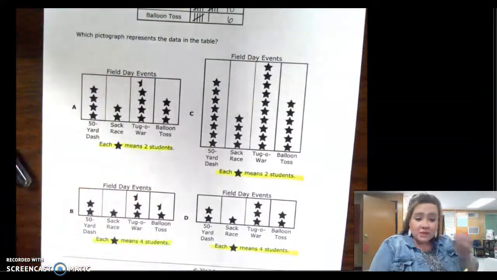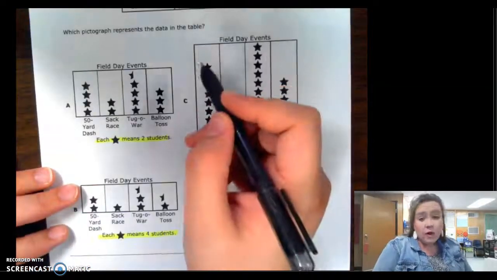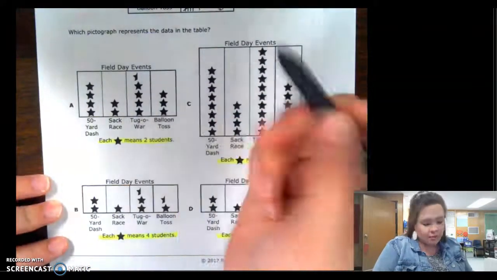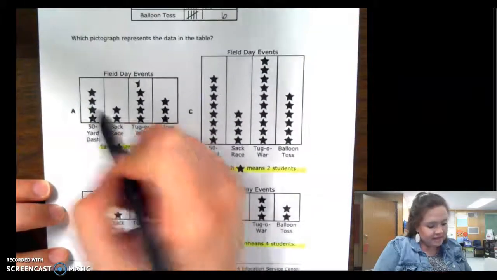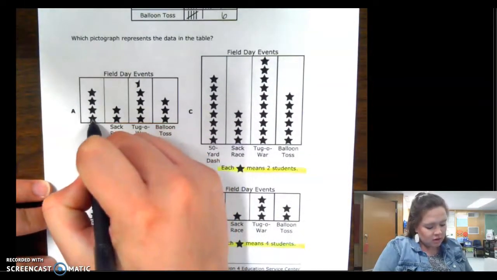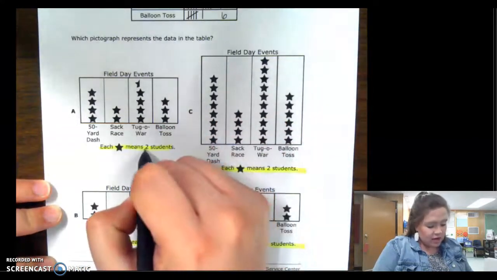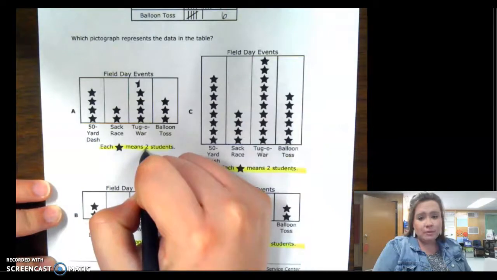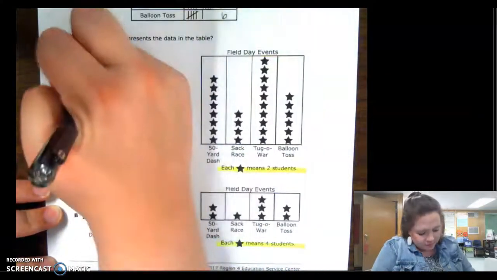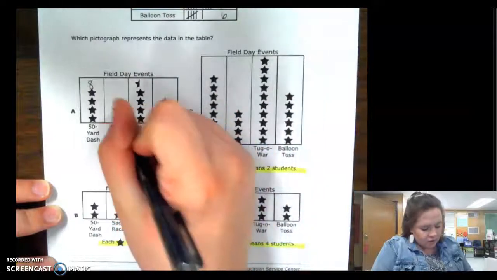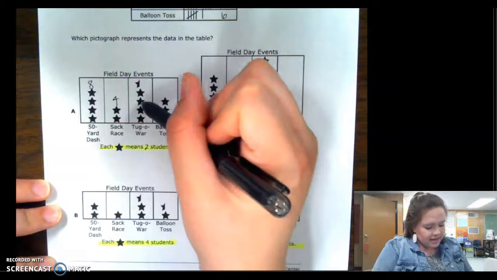So it's really important that we are paying attention to our keys when we are looking at pictographs and dot plots. So looking back at this pictograph, this has 1, 2, 3, 4. But each one represents 2, so we're going to count by 2s. 2, 4, 6, 8. 2, 4. 2, 4, 6, 8.